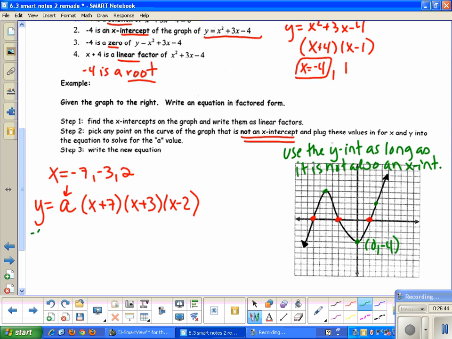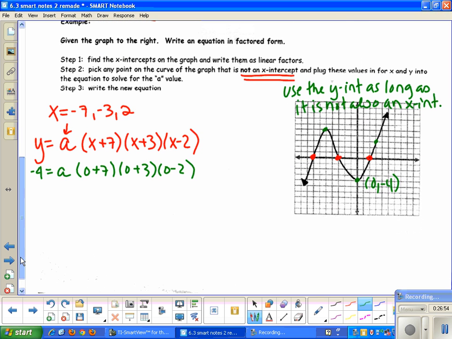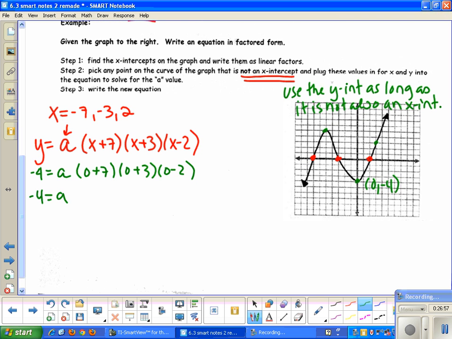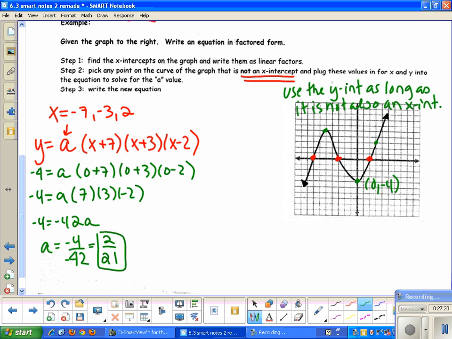So I'm plugging in -4 for y, I'm solving for a, and I'm plugging 0 in for x. You notice that this is why it's really nice, because we can just get rid of those right away. So -4 equals a times 7 times 3 times -2. And 7 times 3 times -2 gives me -42. And of course, we write the number in front of the variable. And now we're trying to solve for a. So a is equal to -4 over -42, which is really 2 over 21. So this is what I'm going to use for my a value.